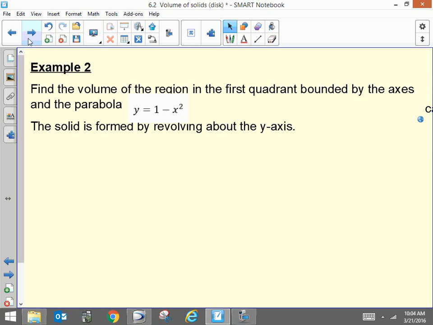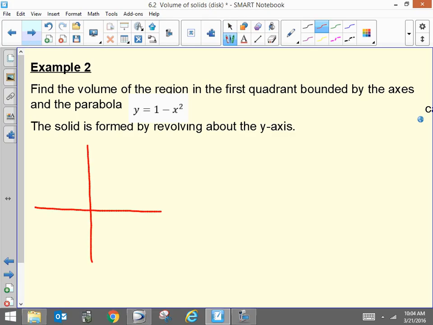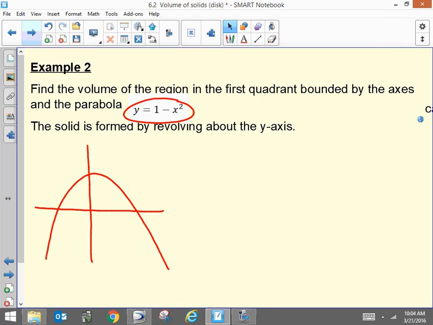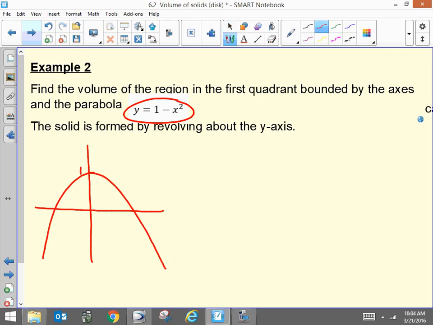All right, let's try the next one. Find the volume of the region in the first quadrant bounded by the axes and the parabola 1 minus x squared. Okay. What's the graph of 1 minus x squared look like? Upside down parabola, up 1. Okay, so there we go. A little lopsided, here we go. Okay, so that's at 1, just so we know.